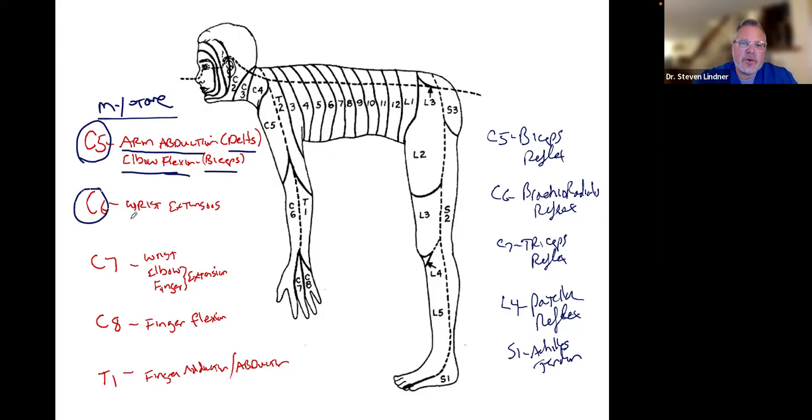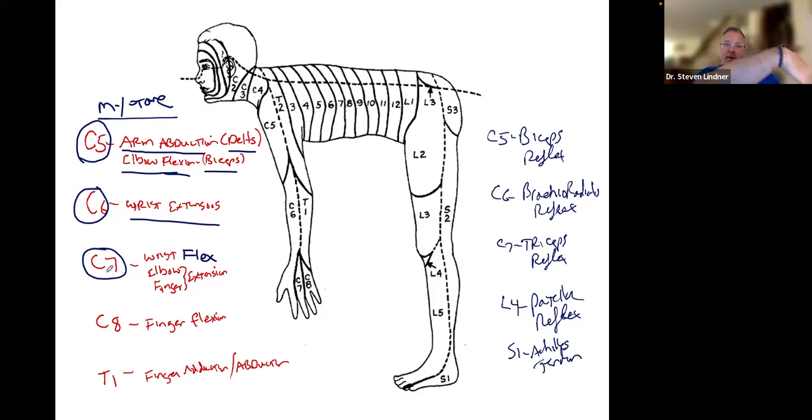C6 nerve root controls the wrist extensors. C7 nerve root controls wrist flexion at the wrist, and at the elbow and the fingers, if you have trouble pushing a door open because you can't extend your elbow or you can't extend your fingers, these three actions are controlled by C7. So I like to do wrist flexion, finger extension, and elbow extension.